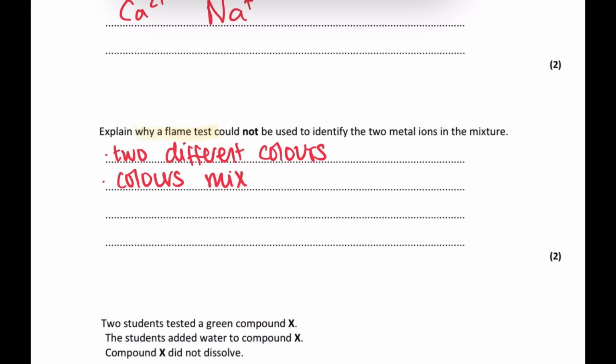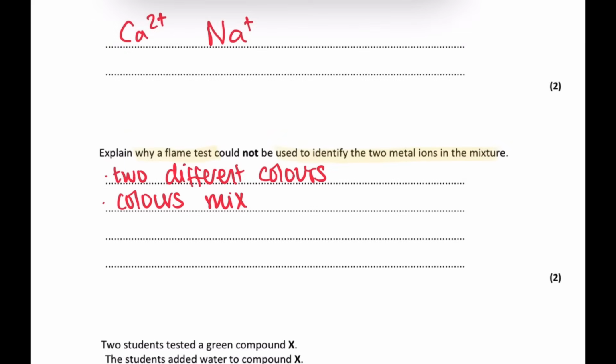Explain why a flame test could not be used to identify the 2 metal ions in the mixture. This is because these two are 2 completely different colors, so the colors will mix, so we won't be able to see one or the other, since one color might mask the other, so we won't be able to identify which ions that is.